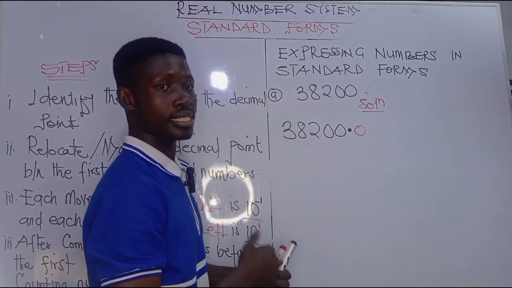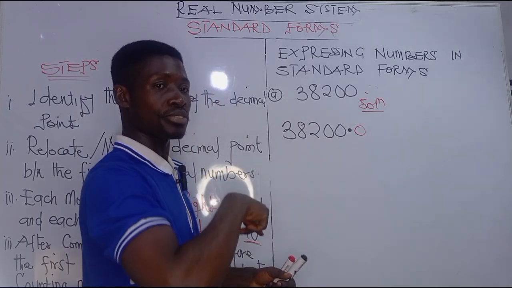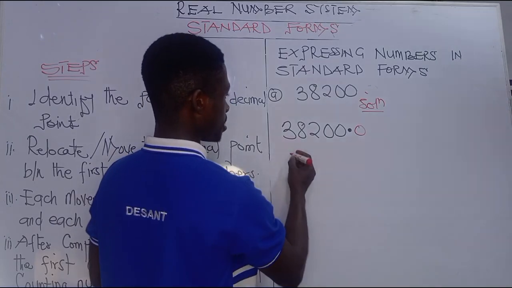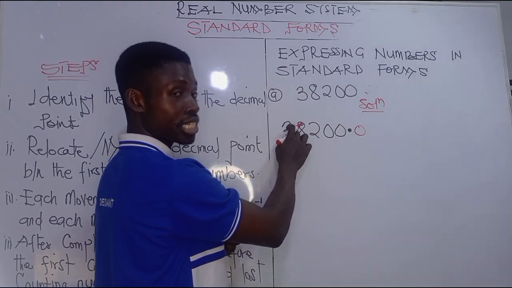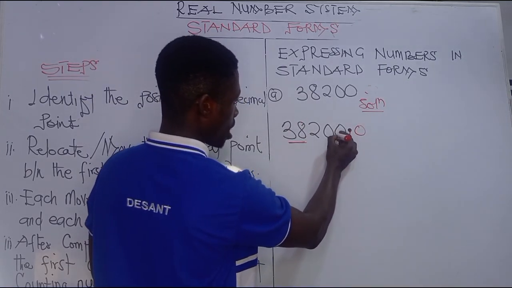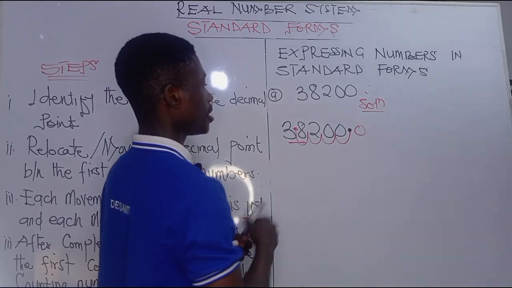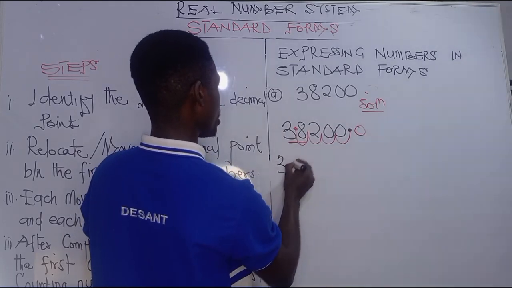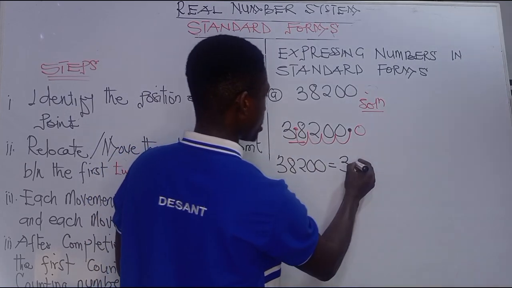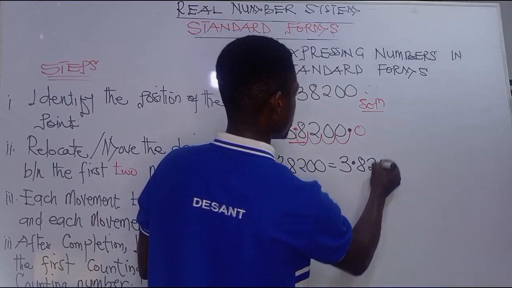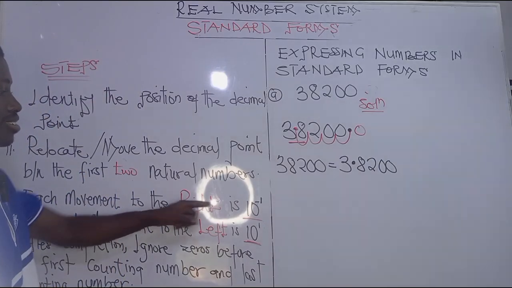Good. Now the second step says that relocate or move the decimal point so that it will be in between the first two natural numbers. So these are the first two natural numbers. So we are going to move the decimal point to this very point. So let's move 1, 2, 3, and then 4. So our decimal point is here. So this number, 38200, is equal to 3.8200.